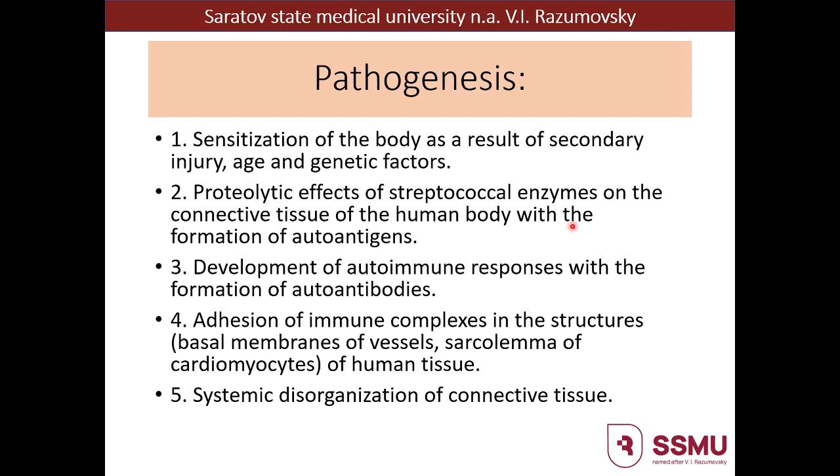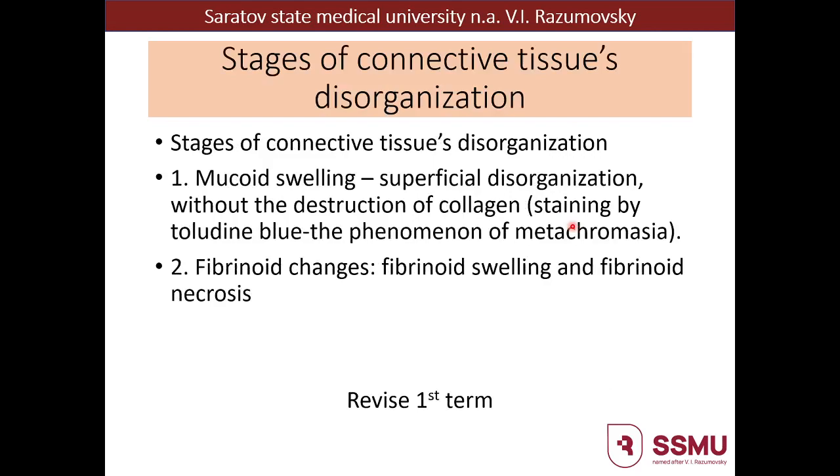So, from our previous classes, you know that systemic disorganization of connective tissue includes mucoid swelling, fibrinoid swelling, and hyalinosis. So, in this class, we will add some new steps of this pathological process. First step is the same, mucoid swelling. It's superficial disorganization of connective tissue without destruction of collagen, and the special manifestation of this process is the reaction of metachromasia with toluidine blue.